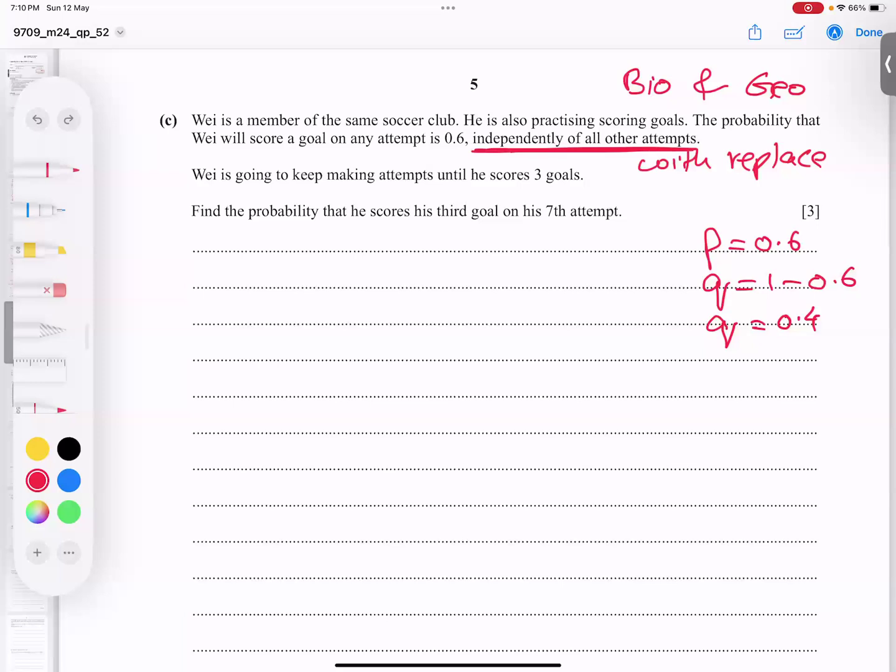Okay, let's start. So what is the question? V keeps making attempts until he scores 3 goals. It means he has to stop attempting when he gets 3 goals. But he did not mention in a row or in different attempts, just 3 goals. Let's move on to the next part. Find the probability that he scores this.